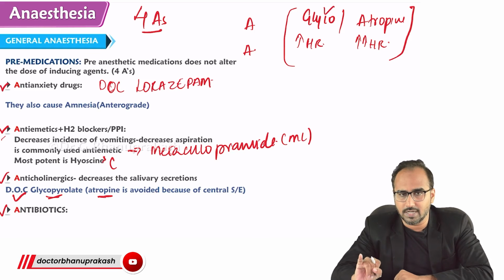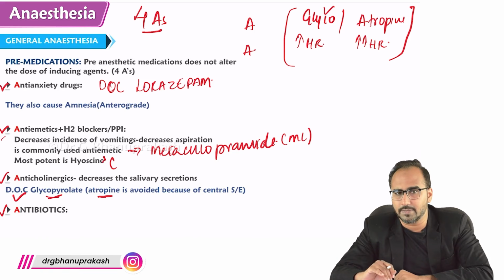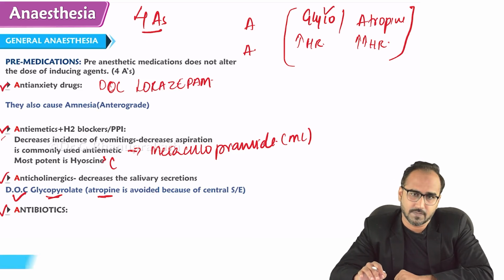So, the first A is anti-anxiety. The second A is anti-emetic. The third A is anticholinergic. The fourth A is antibiotic. You have to give these antibiotics before surgery. Why are you giving this antibiotic before surgery? To prevent the risk of nosocomial infections.